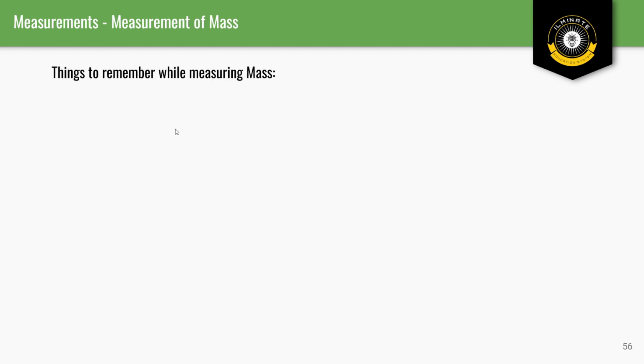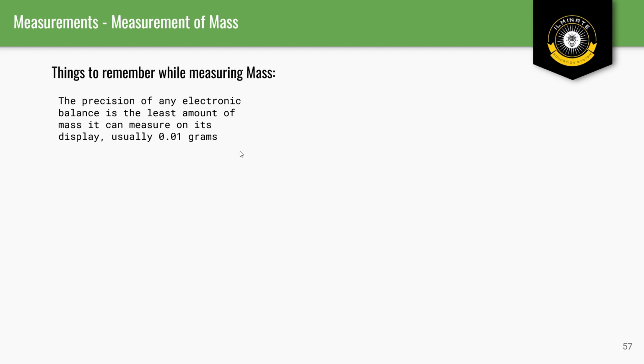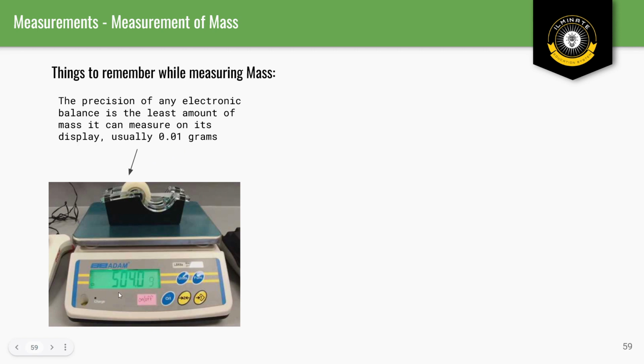So there are some things, like we discussed in temperature, to remember while we measure mass. The precision of any electronic balance is the least amount of mass it can measure on a display. Exactly like the stopwatch, which was precise to 0.01 seconds, the electronic mass balance is usually precise to 0.01 grams. As you can see here, we have 504.0 grams, even though we do not have a visual representation of 0.01 gram precision here. But still, most electronic balances are precise to that value.